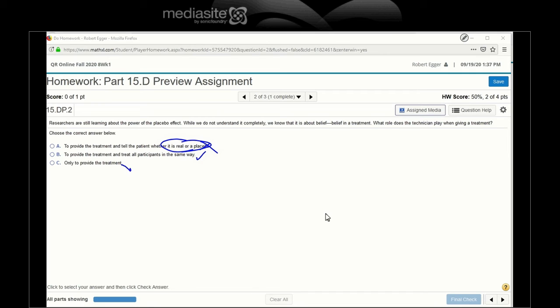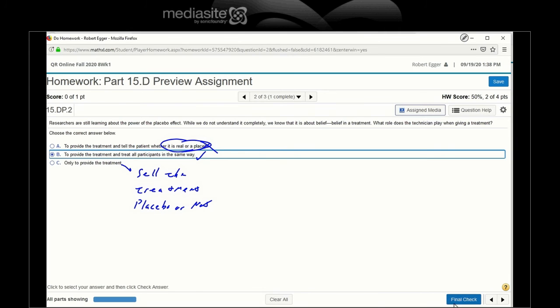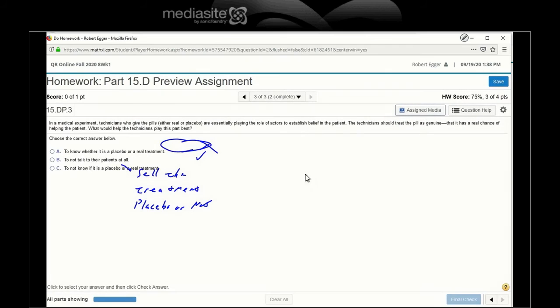Now, part of providing treatment is to sell the treatment, placebo or not. That's it. Nice work. In a medical experiment, technicians who give the pill, either real or placebo, are essentially playing the role of actors to establish belief in the patient. The technician should treat the pill as genuine, whether it has a real chance of helping the patient or not.